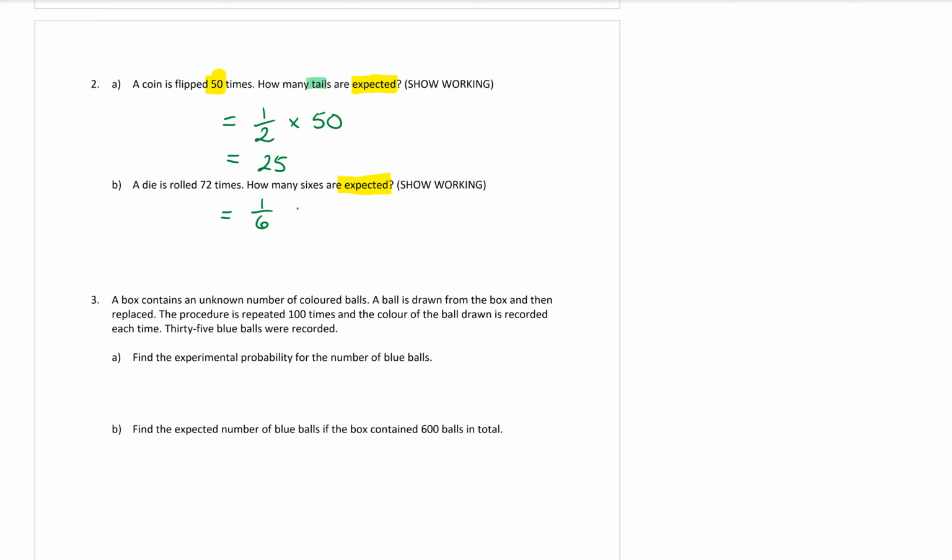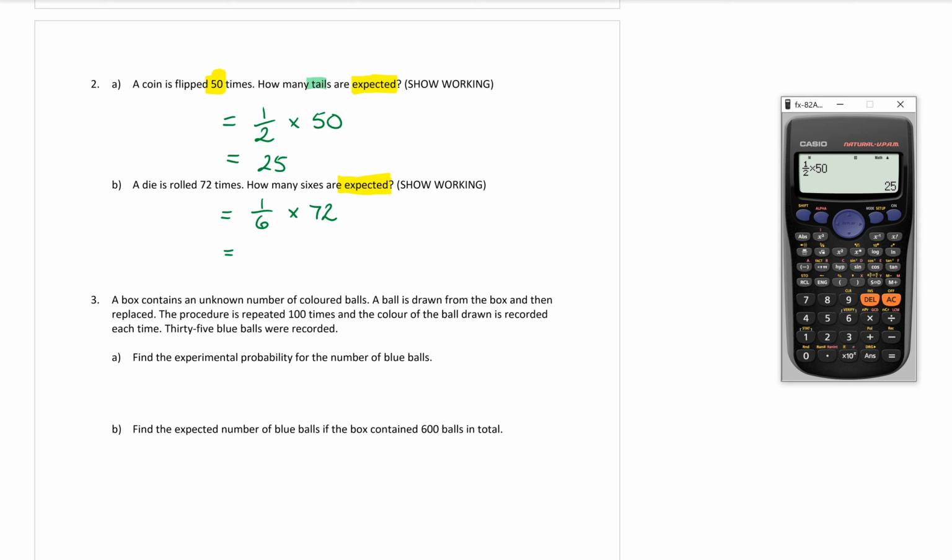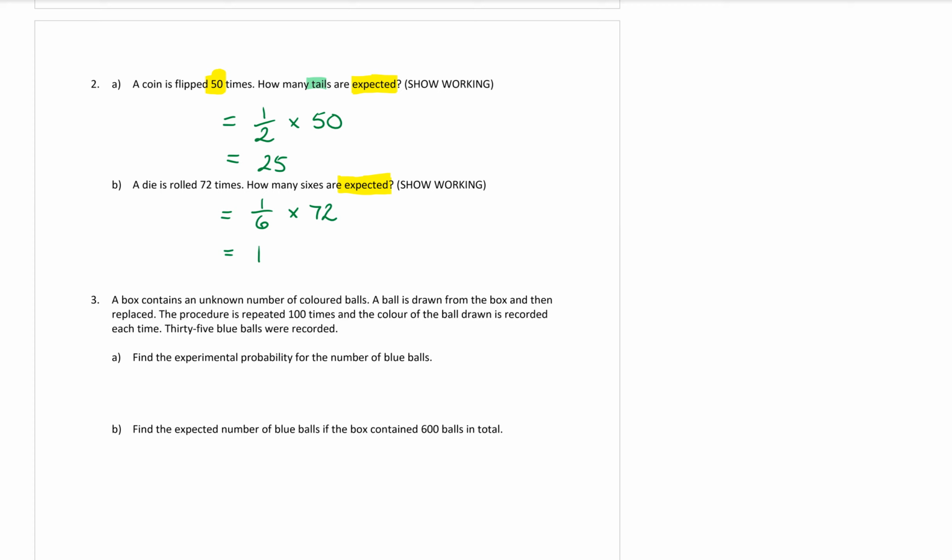We times that by the number of trials, which this time is 72. So it's the probability times number of trials. Probability is 1 out of 6 times the 72 means 12. We would expect to get 12 sixes if we rolled the dice 72 times.